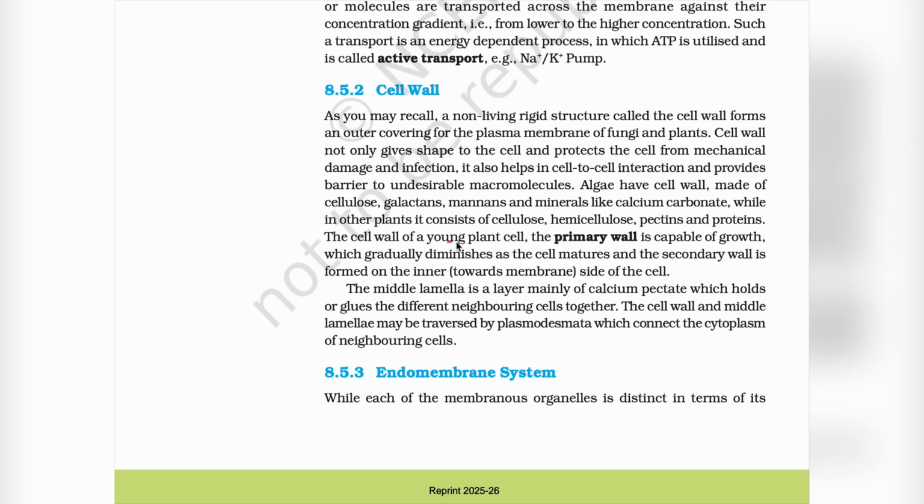The cell wall of a young plant cell, the primary wall, is capable of growth, which gradually diminishes as the cell matures, and the secondary wall is formed on the inner, towards membrane side of the cell. The middle lamella is a layer mainly of calcium pectate which holds or glues the different neighboring cells together. The cell wall and middle lamellae may be traversed by plasmodesmata which connect the cytoplasm of neighboring cells.